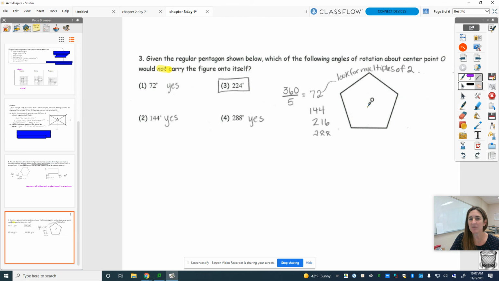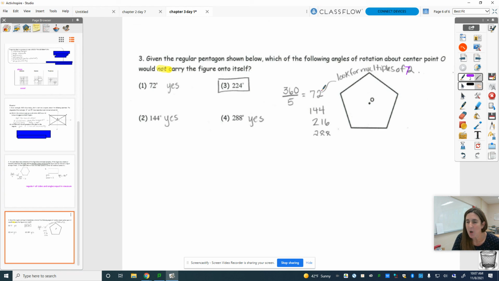So I'm going to take 72, I'm going to look for all the multiples of 72. So if I do 72 times 2, that's 144. There it is. Yes, that works. 72 times 3, 216. Not in the list. 72 times 4, 288. There it is in the list. This 224 is not a multiple of 72, so it's bad.